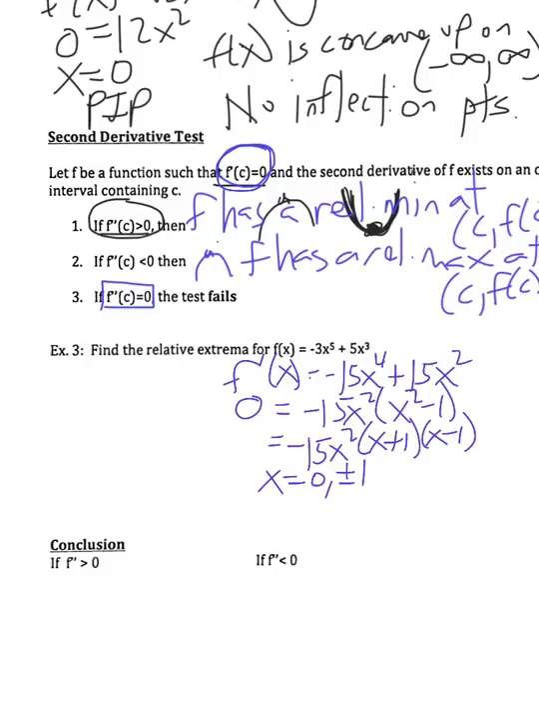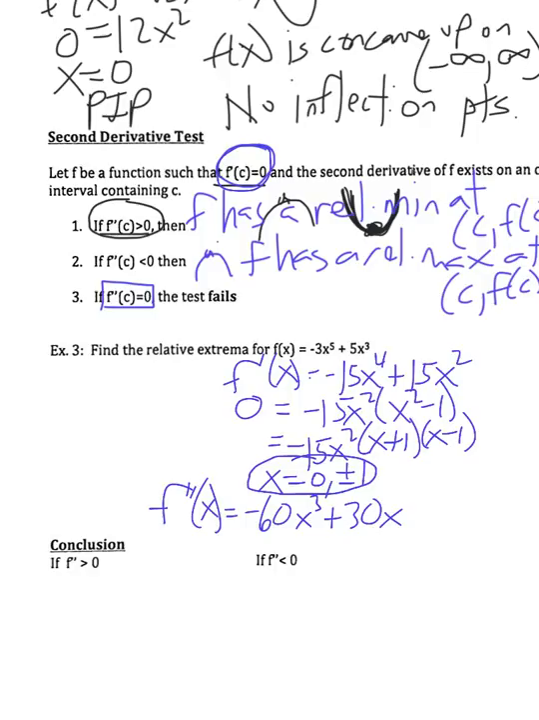These are possible locations of relative maxes and mins. We've talked about that for a couple lessons. Here's how we use the second derivative test. Find the second derivative. So we're going to get negative 60x cubed plus 30x. And what we are going to do is take these three x values that we found and plug them in to the second derivative. We're going to plug them in and see if we get a positive number, a negative number, or 0, and then use the second derivative test.